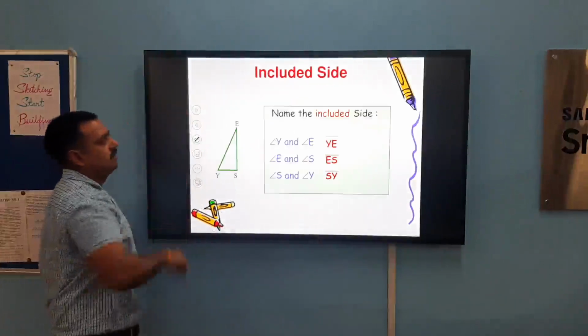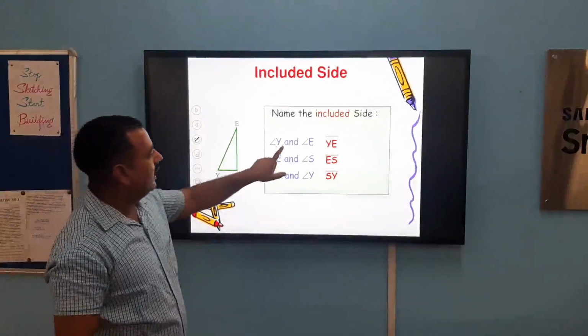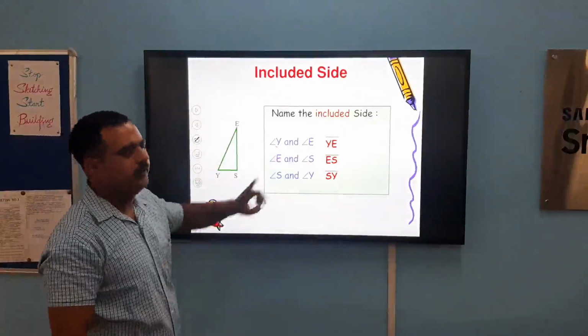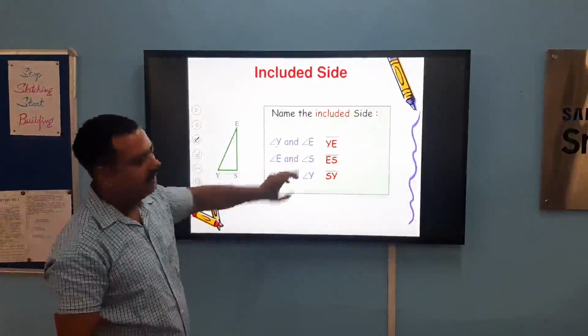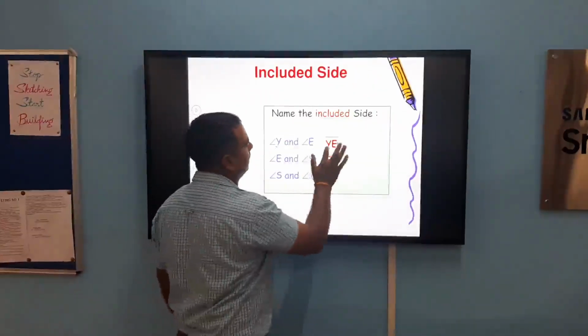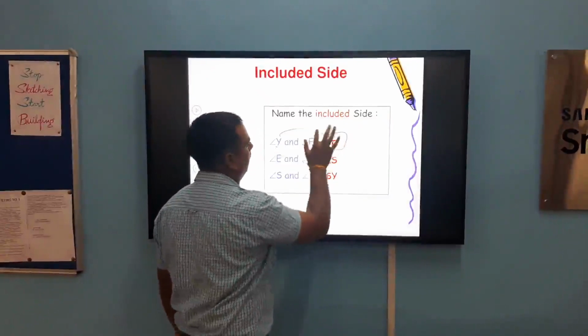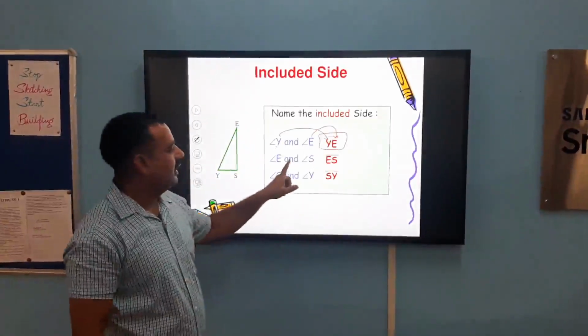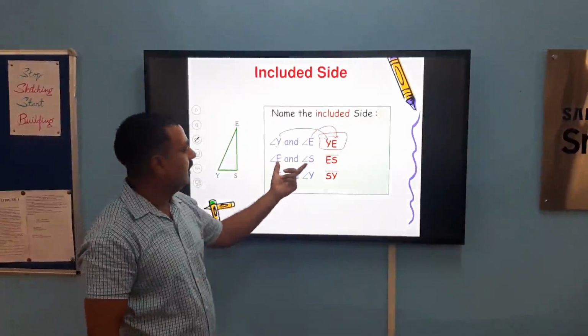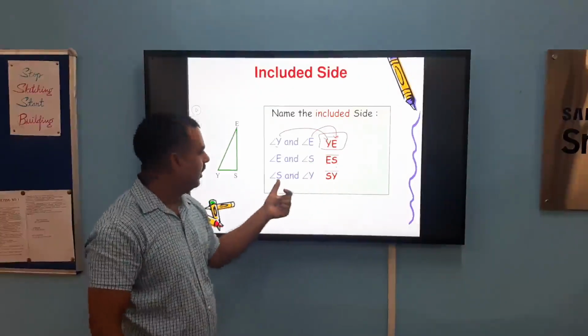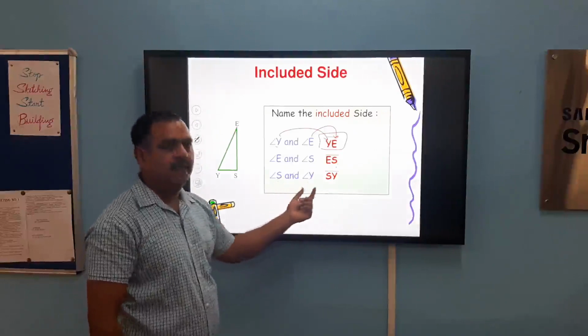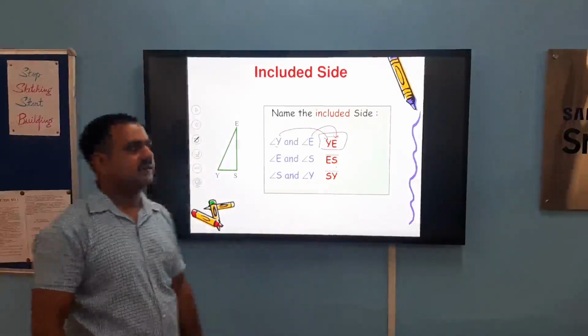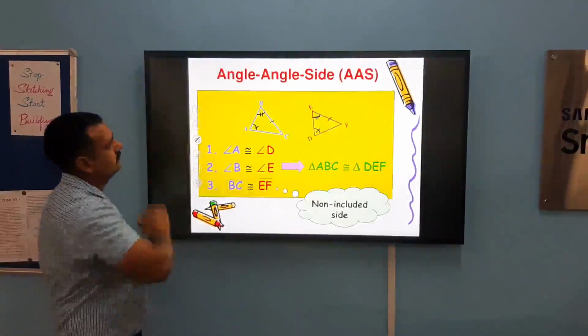Similarly, if we take triangle YES and take angle Y and angle E, then the included side is YE. If we take angle E and angle S, then the included side is ES. If we take angle S and angle Y, then the included side is SY.